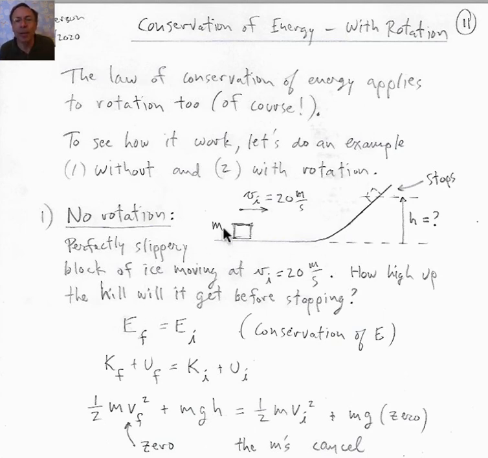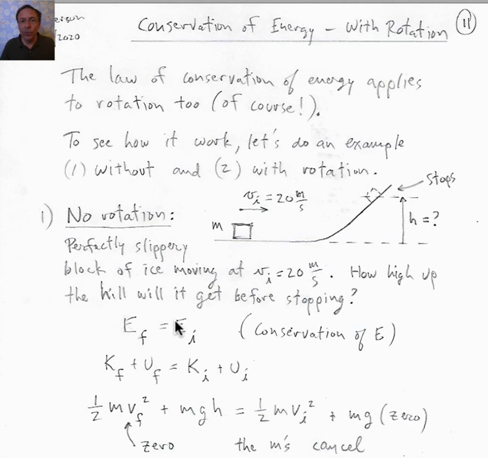So here's my problem. I've got a mass, a block of ice. In other words, there's no friction in this problem, and it has an initial velocity, and it's going to slide up, get up to a certain height, and then after that it's going to slide back down, but we don't care about that. The question is, how high will it get? So what will h be?